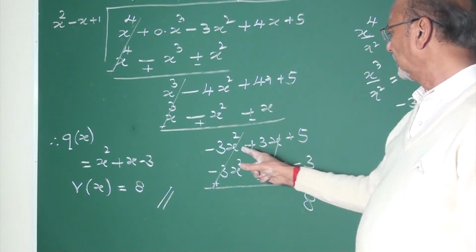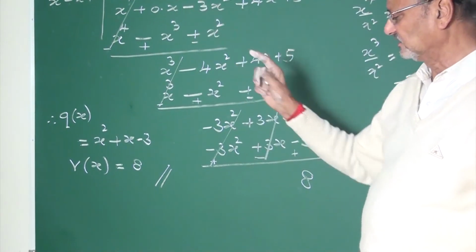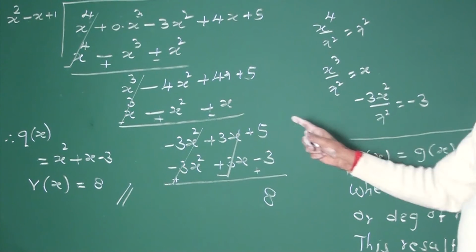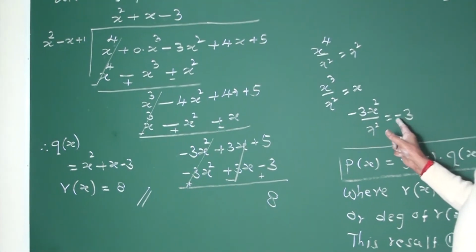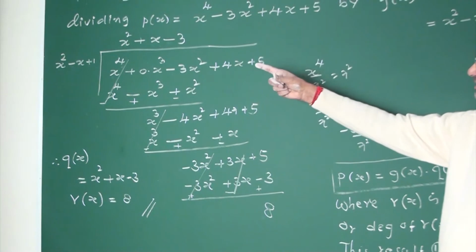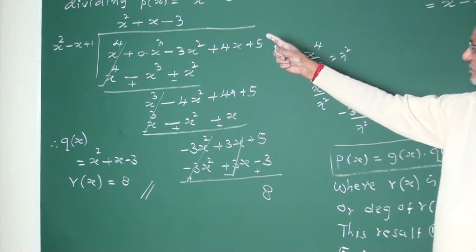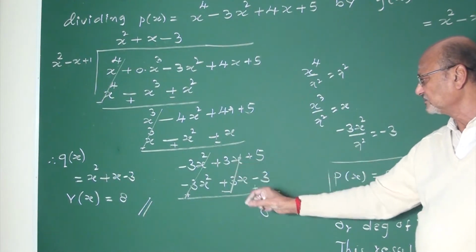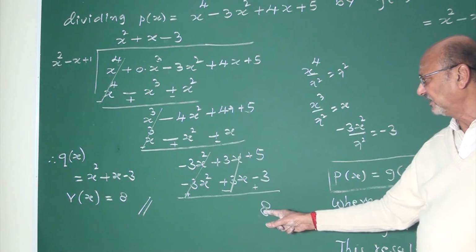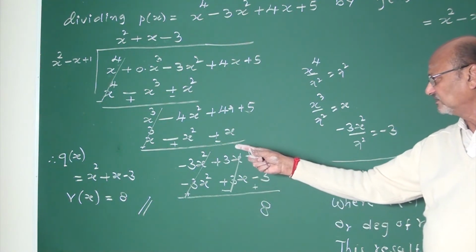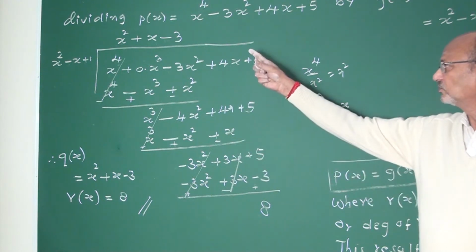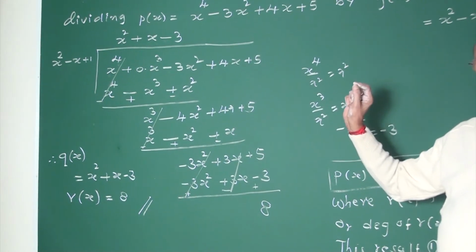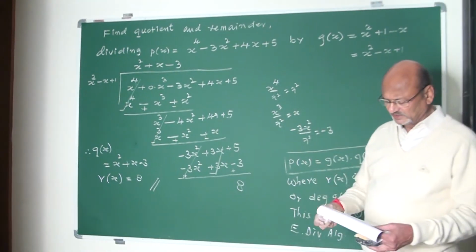This is plus 5. You are dividing 3x squared by x squared. Same thing here. It is minus 3x squared by x squared. Simplification, minus 3. Again, you multiply all the three terms of the divisor with minus 3. My friends, you get this. Sign change. Both the terms cancel. So you are left with plus 8. This is remainder Rx. It is quotient Qx, my friends. And this is the method of finding the quotient and remainder.